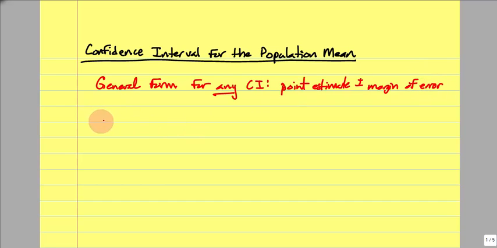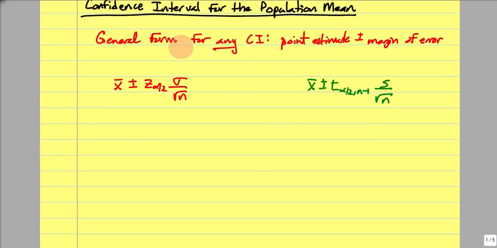So our point estimate is going to be x bar plus or minus our margin of error. But our margin of error is going to be made up of z alpha over 2 sigma over the square root of n, or it could be made up of x bar plus or minus t, and we're not familiar with the t yet, but we will be, alpha over 2, with n minus 1 as part of the subscript, s over the square root of n. So we have two different general forms for our confidence intervals for the mean. Now, which one do we use when?